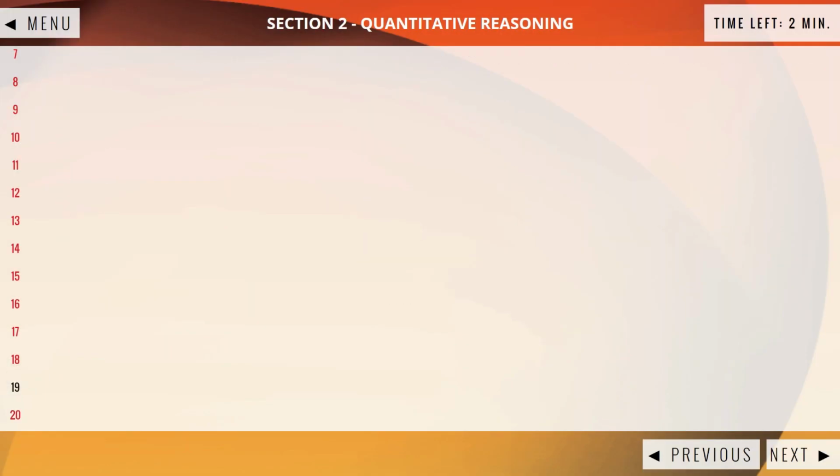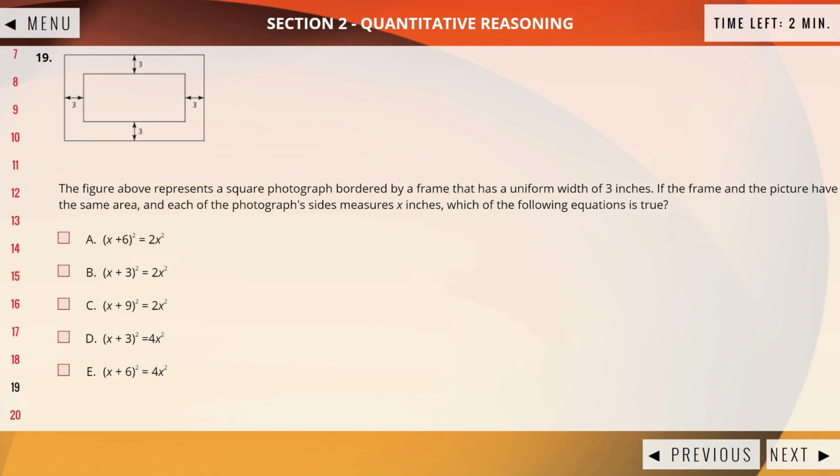This is so freaky. Okay, I've got 2 minutes for this one. The figure above represents a square photograph bordered by a frame that has a uniform width of 3. If the frame and the picture have the same area, and each of the photograph sides measures x inches, which of the following equations is true?